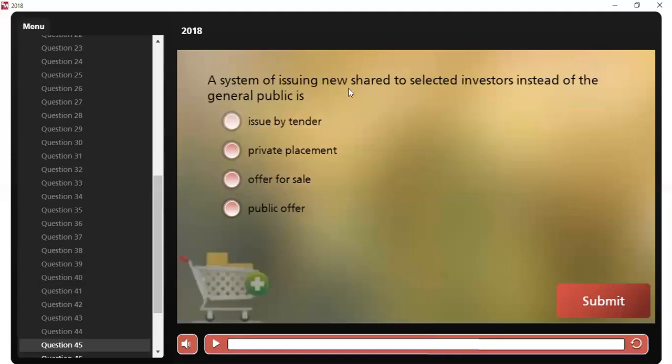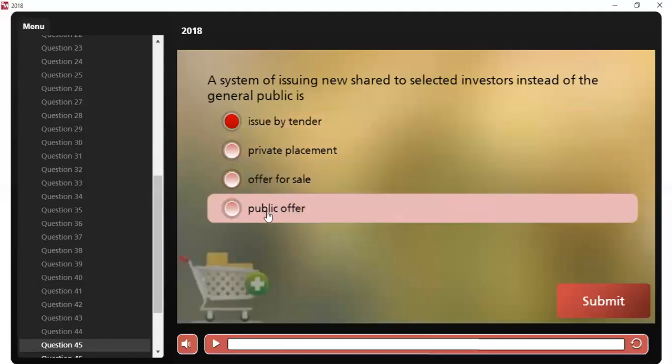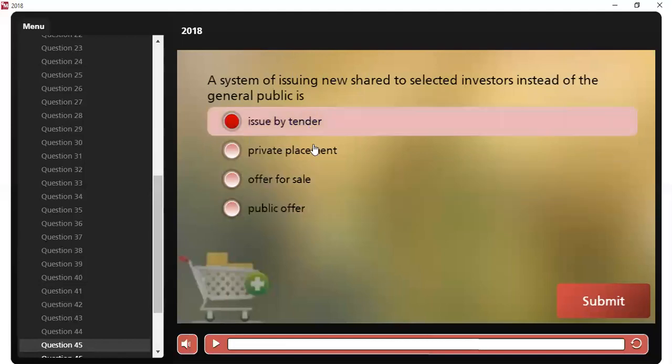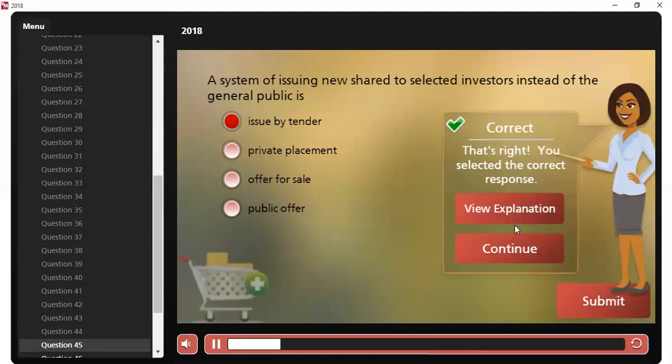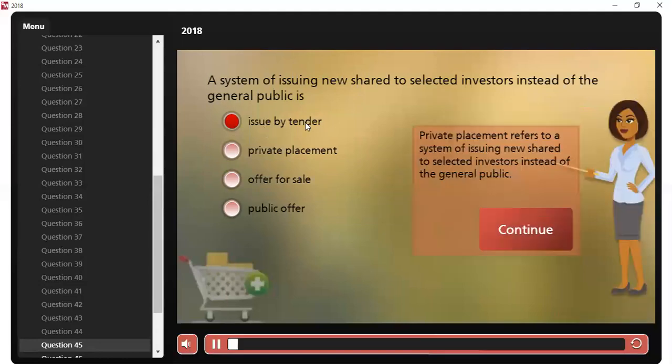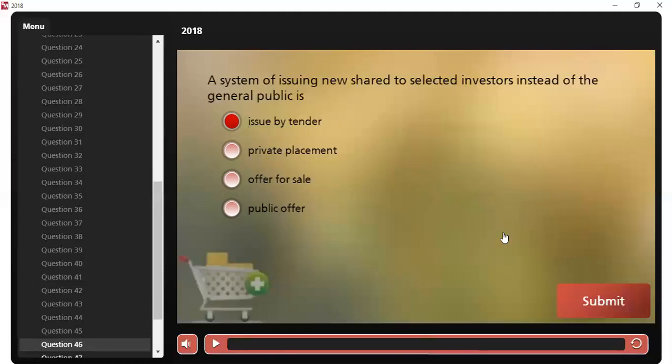A system of issuing new shares to selected investors instead of the general public, is it issued by tender, private placement, offer for sale, or public offer? Now, private placement refers to a system of issuing new shares to selected investors instead of the general public. So the right answer is actually not issued by tender. The right answer is private placement. Take note of that. So the right answer is B, not A. Private placement refers to a system of issuing new shares to selected investors instead of the general public.